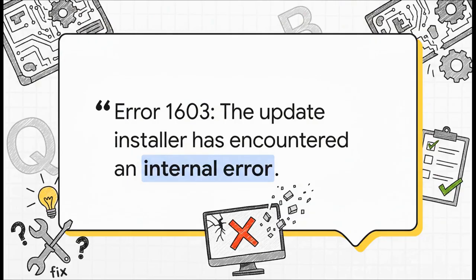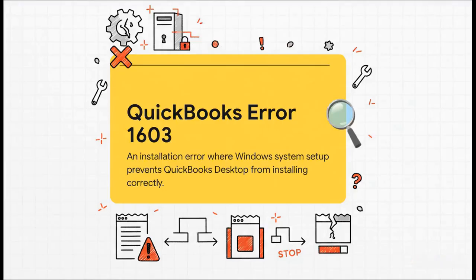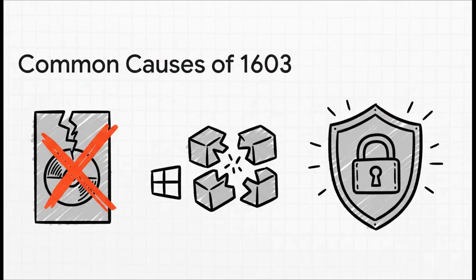Okay, let's dive in. All right, first things first, let's actually figure out what we're up against. Understanding what this error is and where it's coming from makes it so much easier to solve. So what is Error 1603? Well, in the simplest terms, it's an installation error. But here's the interesting part. The problem usually isn't with the QuickBooks software itself. Nope, it's actually a signal that something in your Windows system, some setting or random component, is literally blocking the installation from finishing.